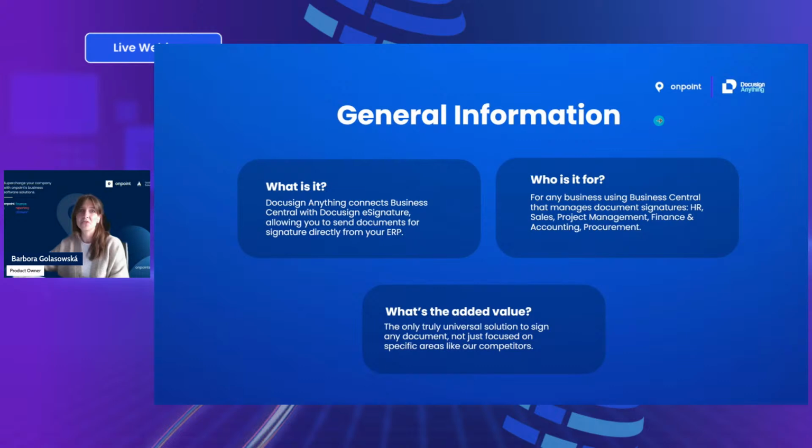Now we can move on to some general information. You may be wondering, what is Docusign Anything? Well, it connects Business Central with Docusign's eSignature, allowing you to send documents for signature directly from your ERP. It doesn't matter if you already have a Docusign account and you're familiar with the tool, or if you're just looking for any solution out there. We're prepared to onboard you in both scenarios.